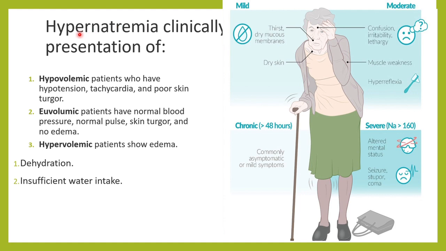I have told you, if the patient is hypovolemic, the patient will have hypotension, low blood pressure, tachycardia, poor skin turgor. A euvolemic patient may not have many symptoms. He might have a normal pulse, no edema, and blood pressure could also be normal. And if he is hypervolemic, then the patient will have edema along with increased sodium.